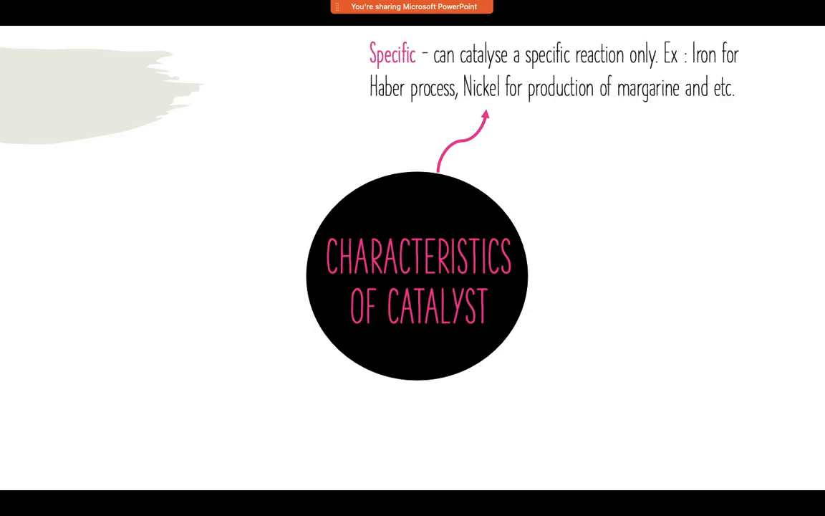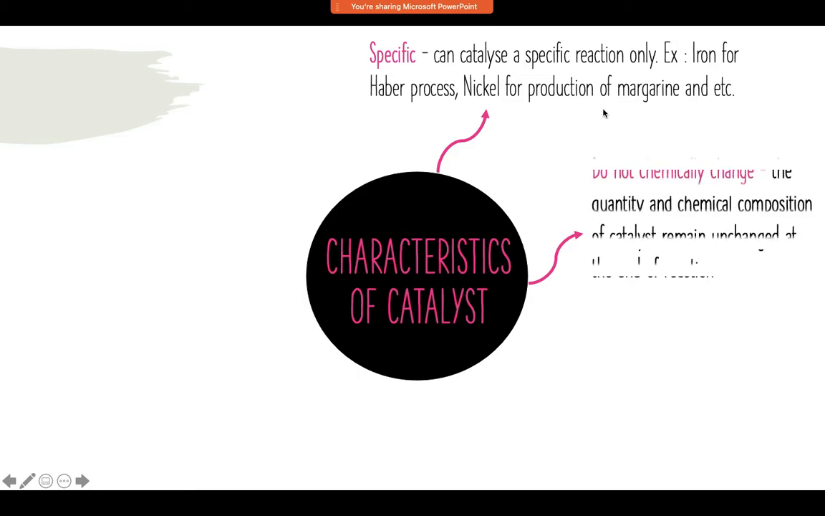Okay, characteristic number 1, catalysts are very specific. Means it can catalyze a specific reaction. Such as iron, it is used for the process of Haber. So kalau untuk proses Haber ni boleh guna iron sahaja, tak boleh ganti dengan catalyst lain. Okay, while for nickel, it is used for the production of margarine.